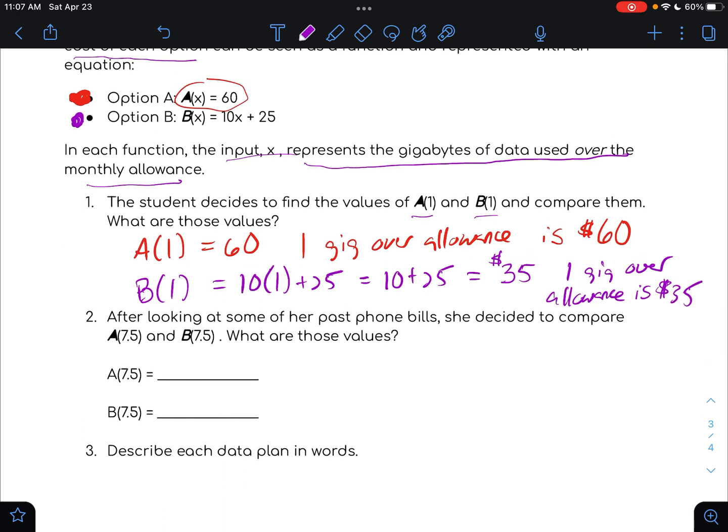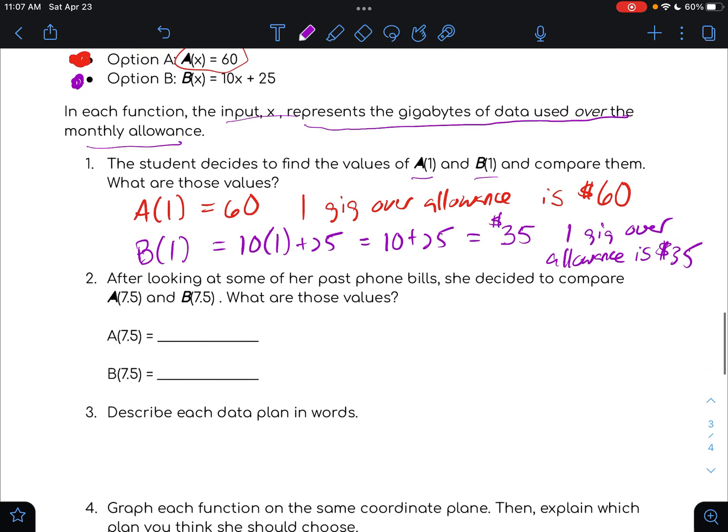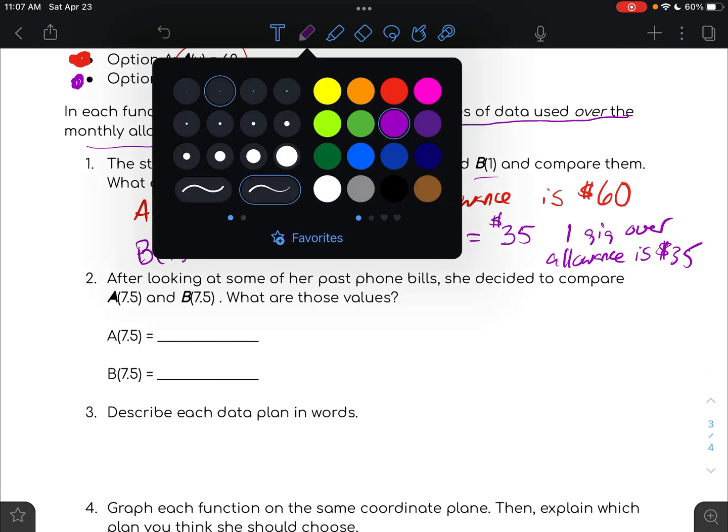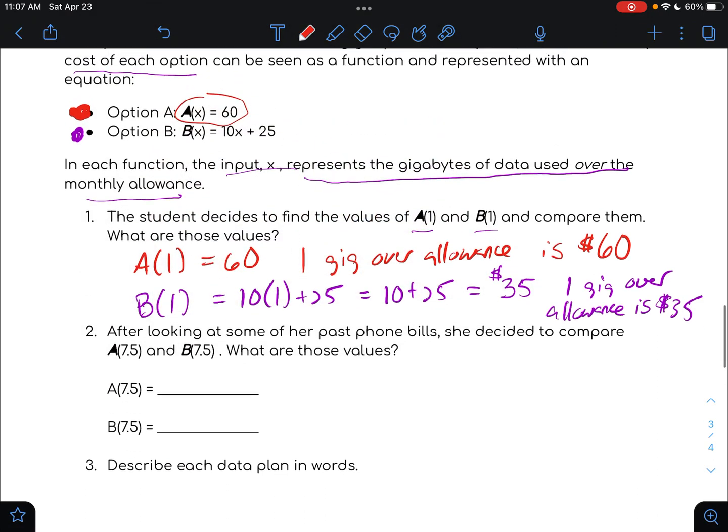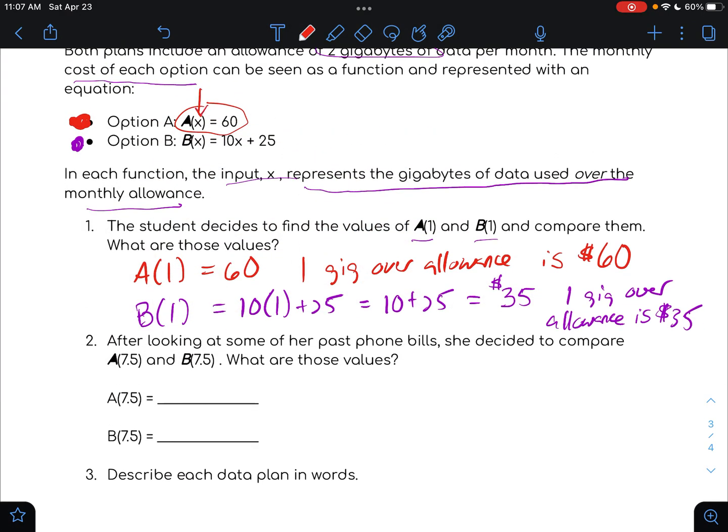All right, after looking at some of her past phone bills, she decided to compare A of 7.5 and B of 7.5. What are those values? Well, the nice thing with the first one, A of 7.5, is that no matter what we put in for the input, it always comes out to 60 in this plan. So A of 7.5 is going to be $60.